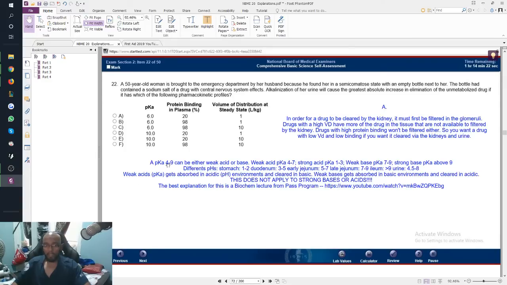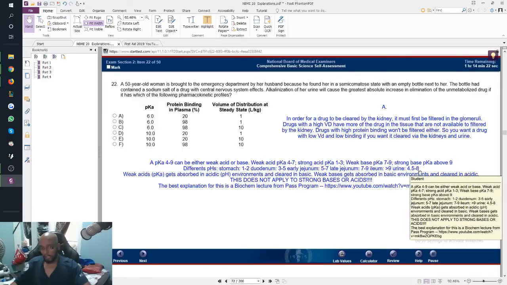A pKa of 4 to 9 can be either weak acid or base. Weak acid, pKa 4 to 7. A strong acid, pKa of 1 to 3. A weak base, pKa of 7 to 9. And a strong base, pKa above 9. Kind of works very similarly to pH. Very similar to that, right? A strong acid has a pH of 1 to 3, right? And so on and so on. Different pHs, well, stomach is 1 to 2. Early jejunum 3 to 5, late jejunum 7 to 9, right? Ileum more than 9, urine 4 to 8.